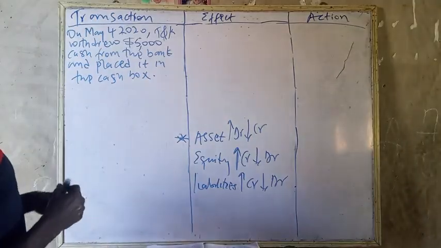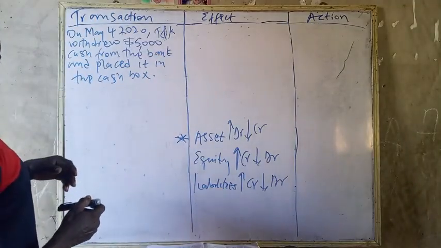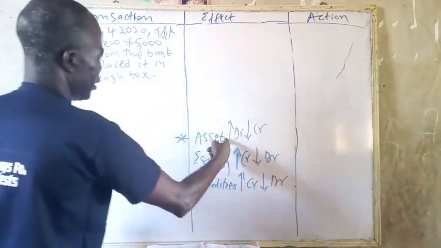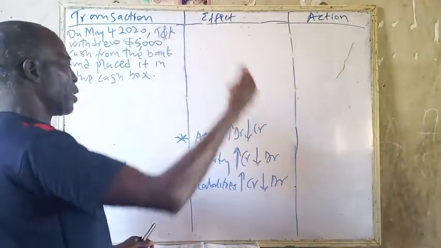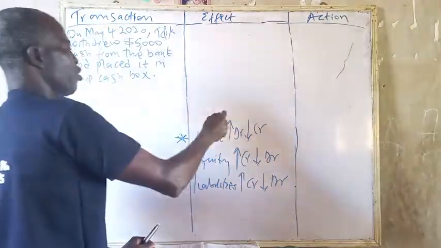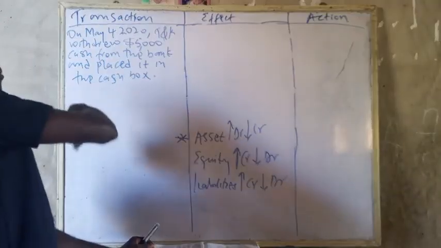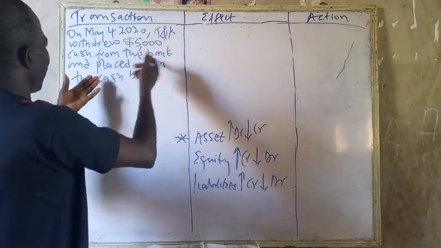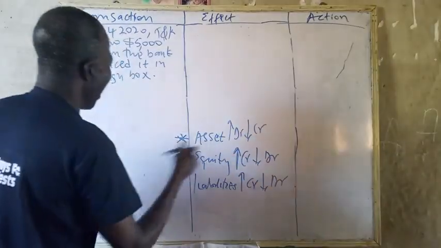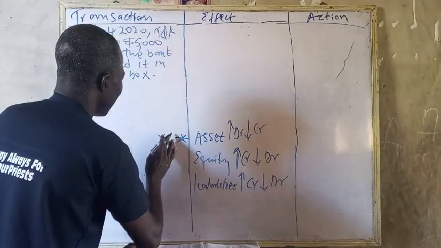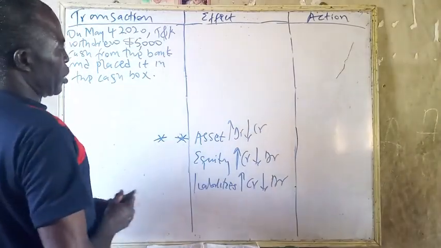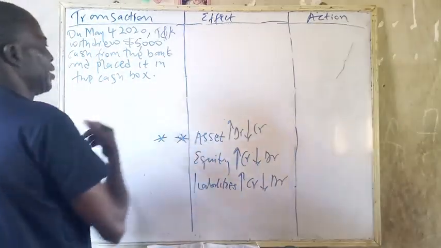Then we drew 5,000 from the bank and placed it in the cash box. When he withdrew assets from the bank, he now places it in the cash box. That is from bank to cash at hand. Cash at hand, or cash in the box, is still an asset. That means it is asset and asset.